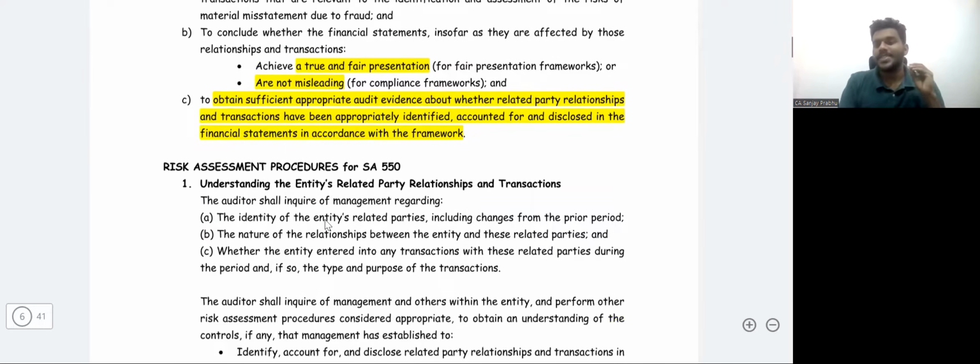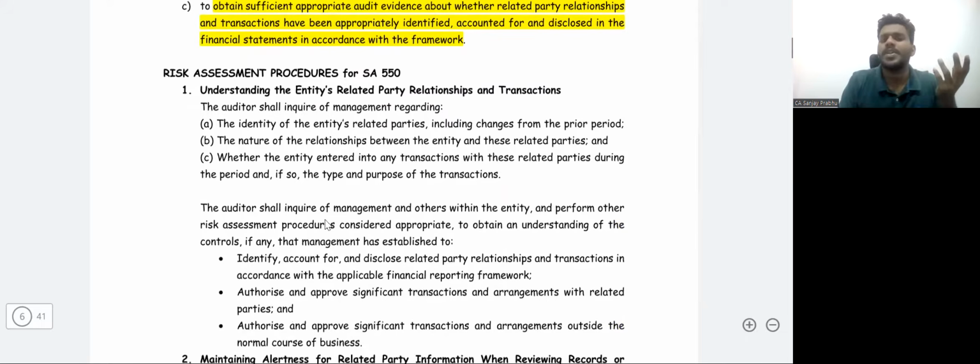Now let's talk about the risk assessment procedure of SA 550. What do you mean by risk assessment procedure? The auditor should assess whether there is any risk factor arising from any related party transactions or relationships.